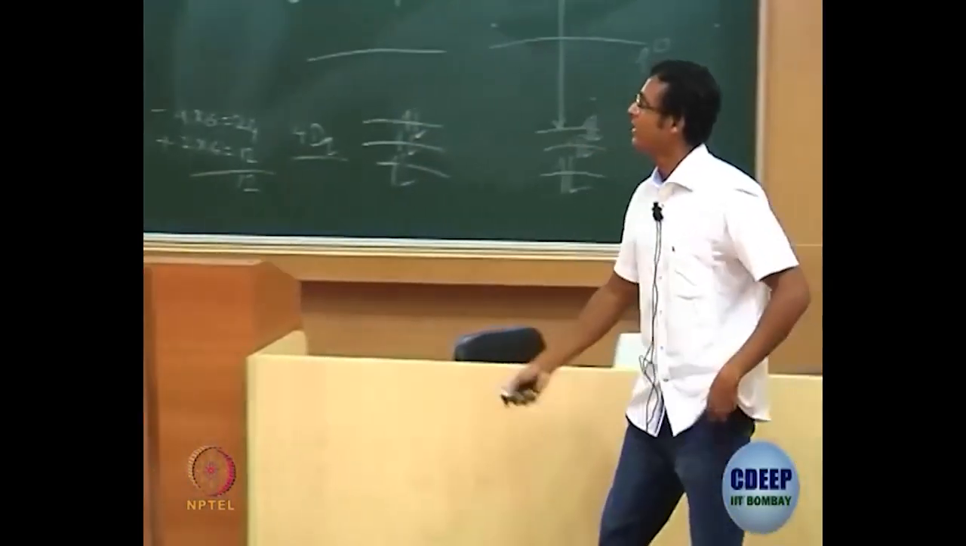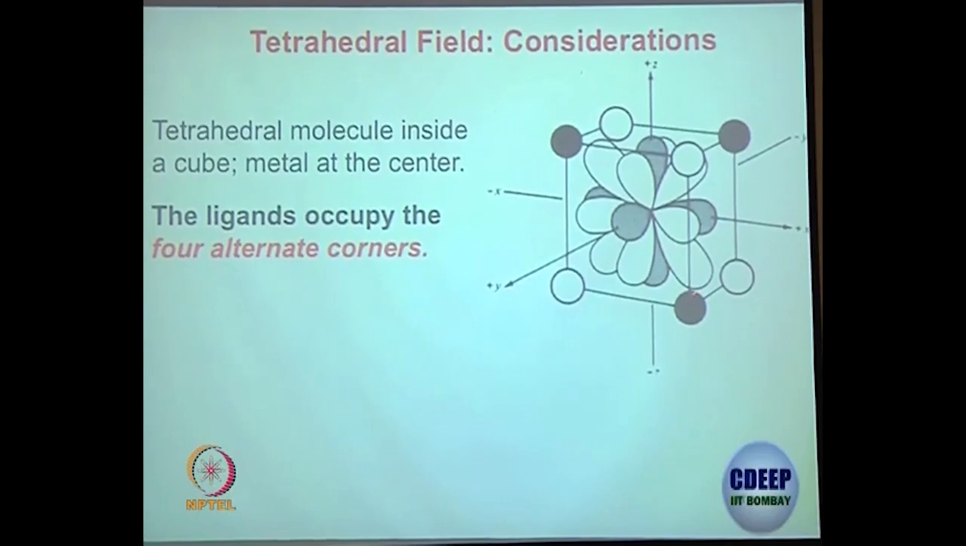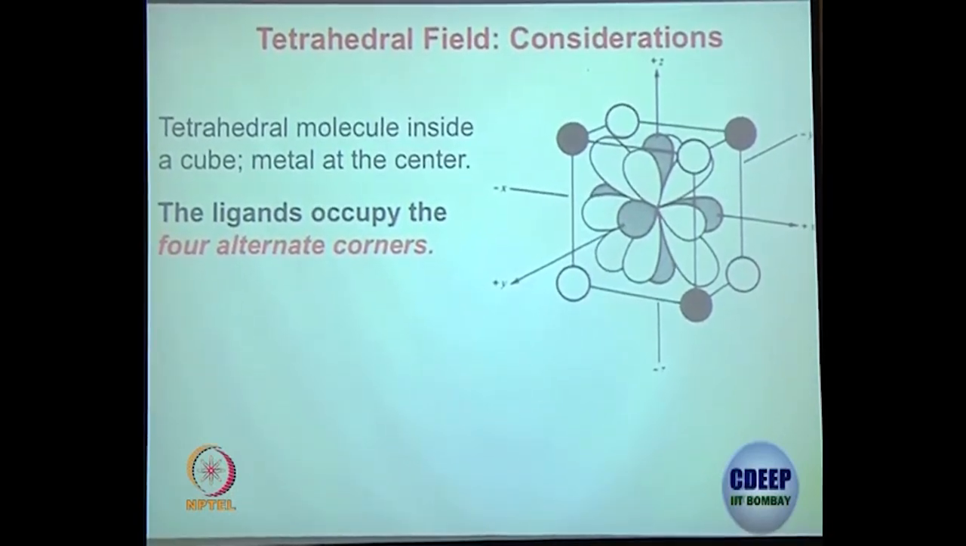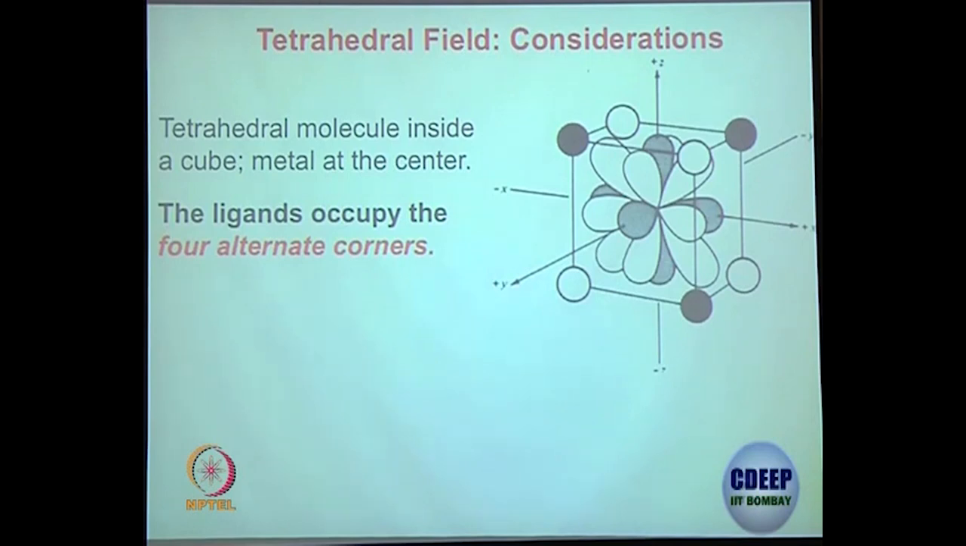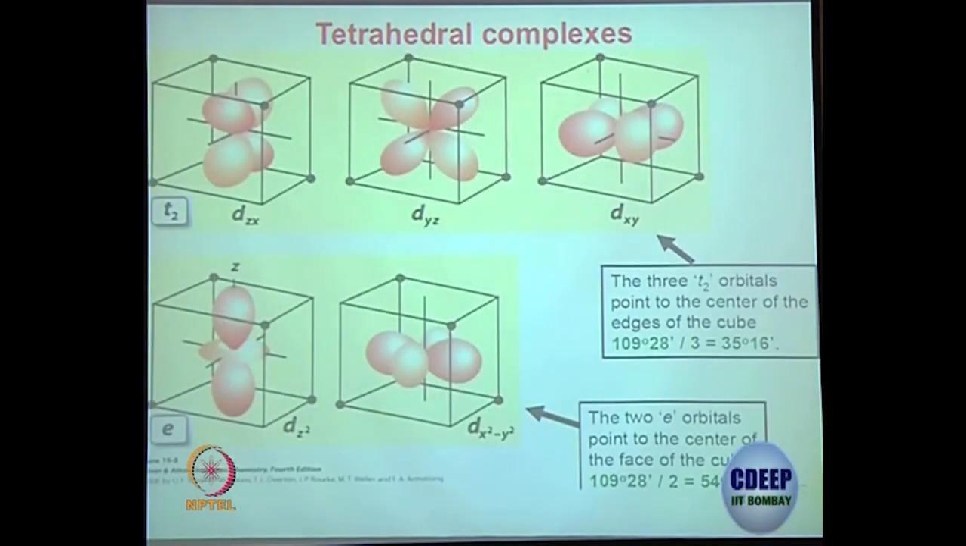Now the ligands, as you can see, occupy alternate corners, 1, 2, 3 and 1 in the back, 4 ligands, right. Imagine just methane, CH4, how the hydrogens are with respect to carbon. Imagine carbon is your metal center and 4 hydrogens are your 4 ligands, that is how it is. It is not octahedral, it is tetrahedral. So we will be calling them E orbitals and T2 orbitals, okay. So here they are. In this case I will tell you why it will be so.